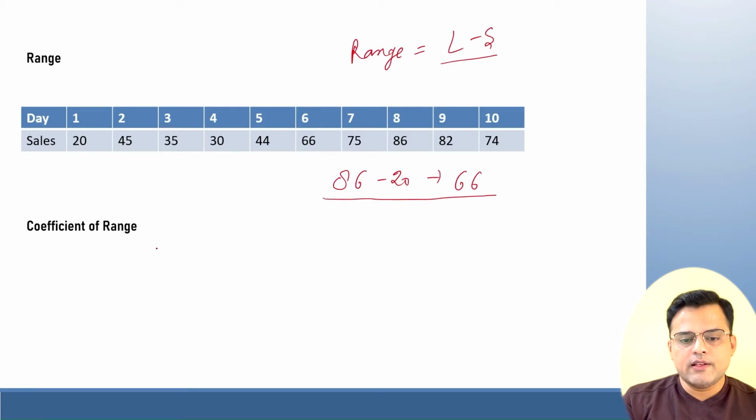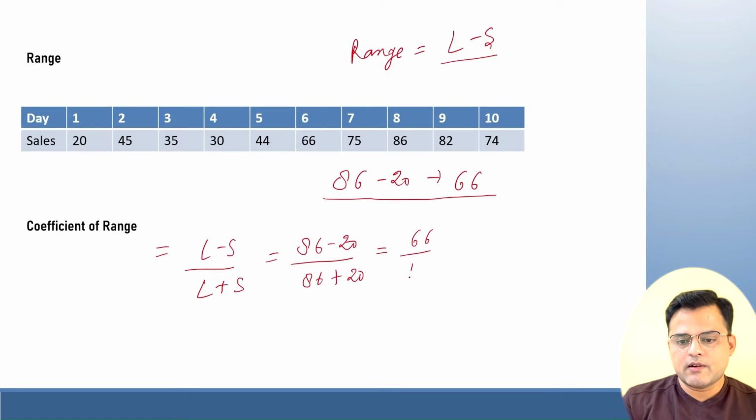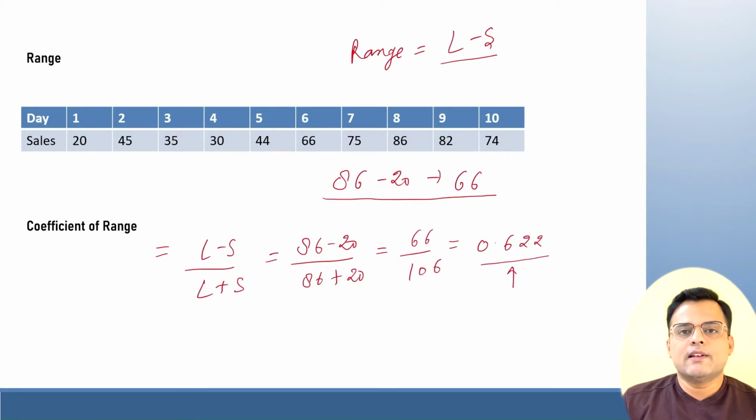And what is the coefficient of range? Coefficient of range is equal to L minus S divided by L plus S, which is 86 minus 20 divided by 86 plus 20, equal to 66 divided by 106. So my coefficient is 0.622, which means the higher this value, the higher the variation in the data set in terms of extreme values, because range takes only the extreme values, the largest and smallest.